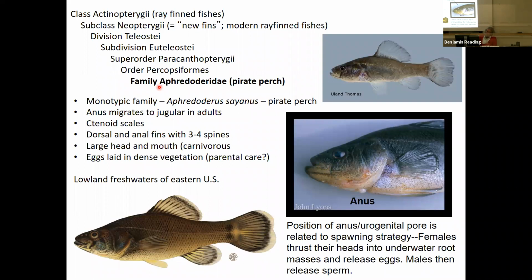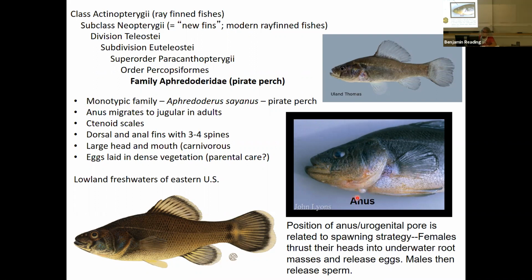Now, the next family is one of my favorites, Aphredoderidae, the pirate perch. Now, look at this thing here. This is a monotypic family. This is a single species, and it's called Aphredoderus sayanus. Say what? Sayanus. This thing has an anus on its chin. Right here. That is a defining characteristic.